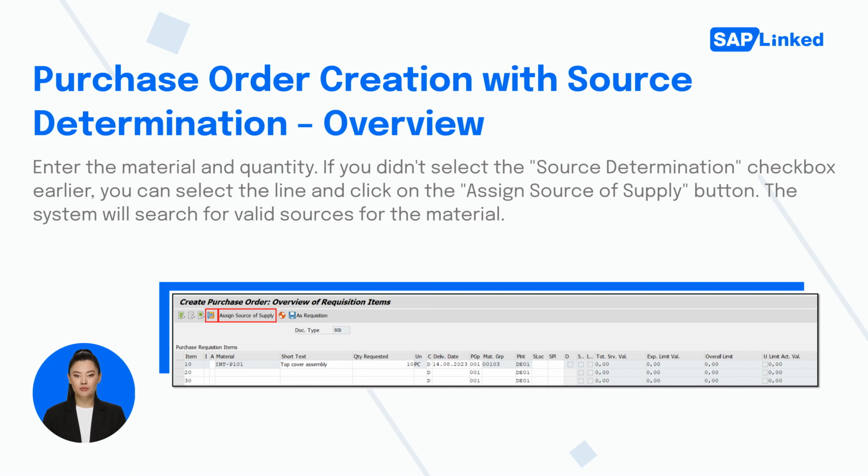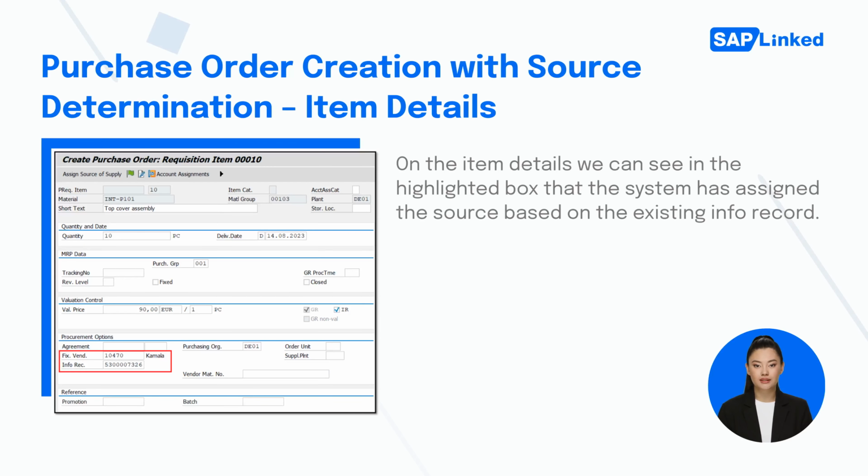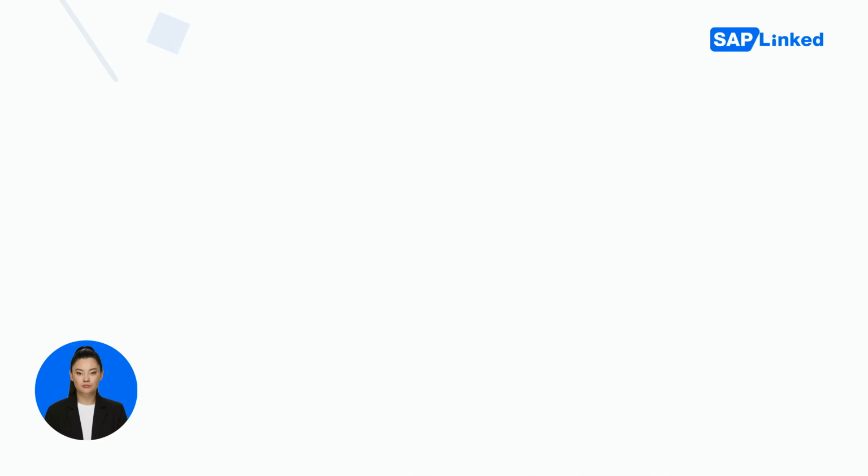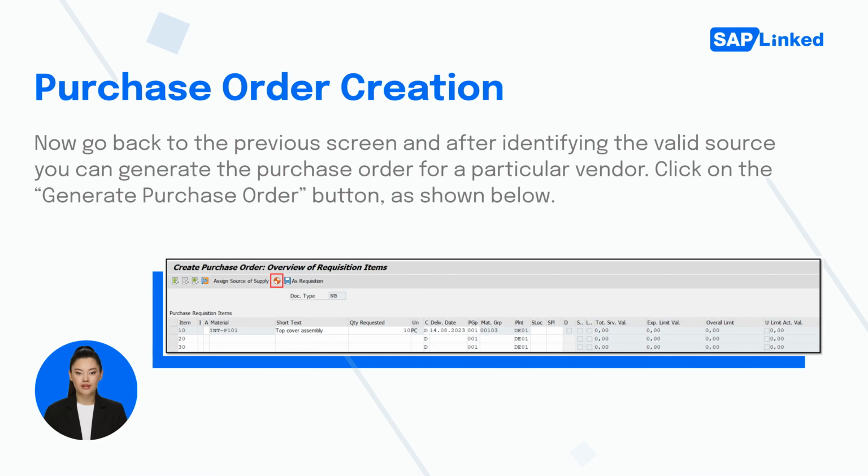To check if the source was assigned, click on the Item Details button. On the item details, we can see in the highlighted box that the system has assigned the source based on the existing info record. Now go back to the previous screen, and after identifying the valid source, you can generate the purchase order for a particular vendor.